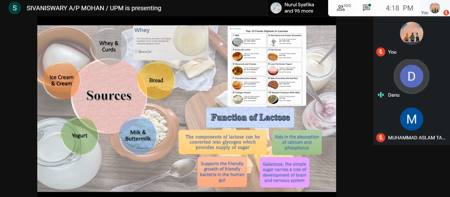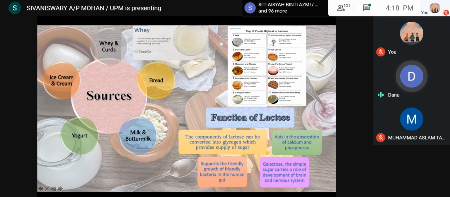Okay, I will be talking about the sources of lactose. So lactose is found mainly in milk and dairy products such as cow's milk, goat's milk, yogurt, cheese, and ice cream. It can also be found in ingredients in food like bread, cereal, and salad dressings.